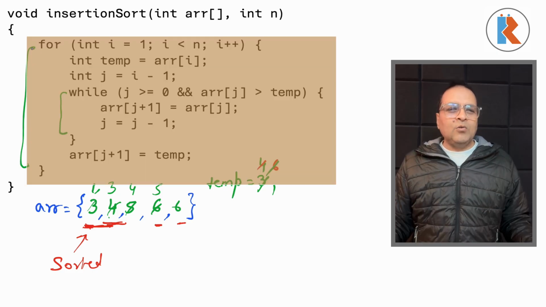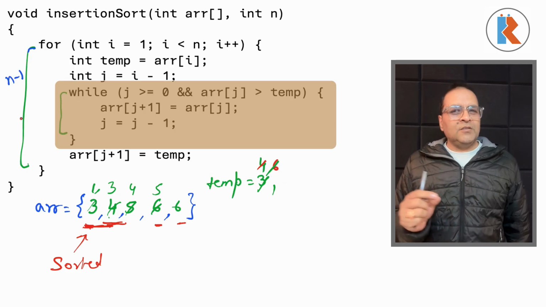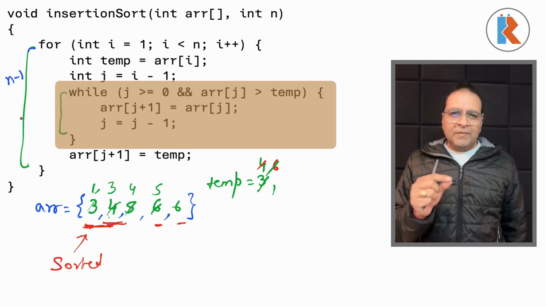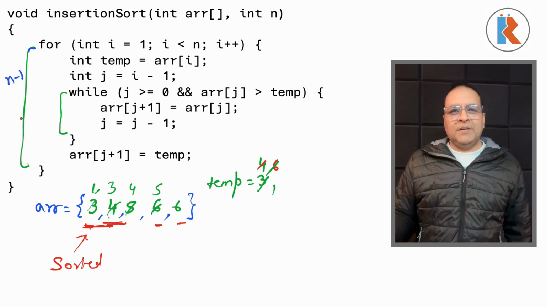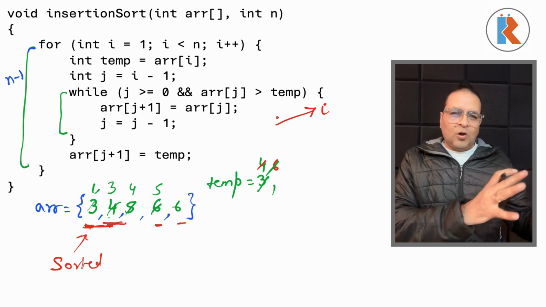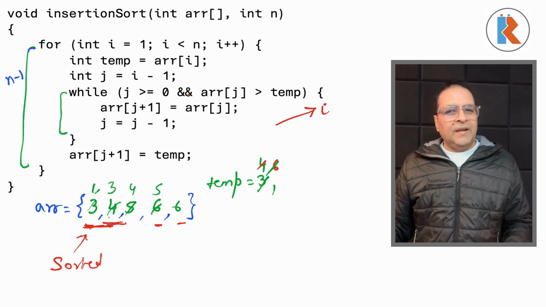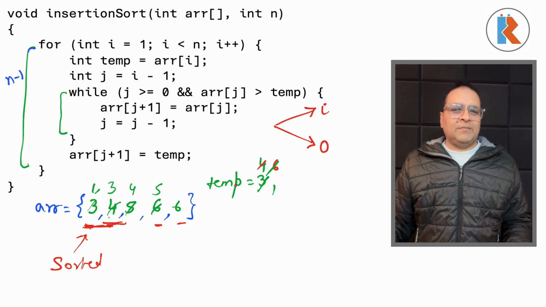You may notice that the outer for loop is getting executed exactly n-1 times. But the number of iterations of the inner while loop depends on how many elements need to be shifted for this particular element which we want to insert in between. In the worst case, this while loop can get iterated i times because all the i minus 1 elements will be shifted. And in the best case, this while loop may not get executed even once, which means that it will be iterated only 0 times.